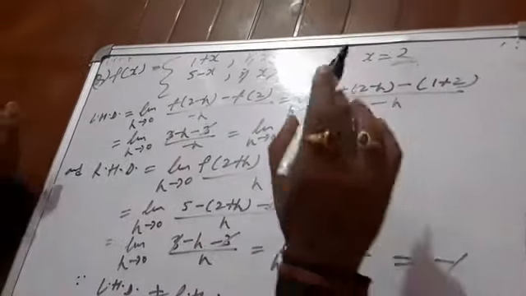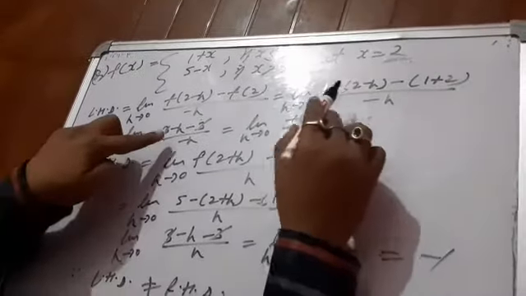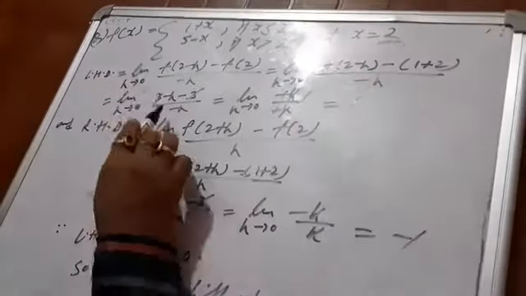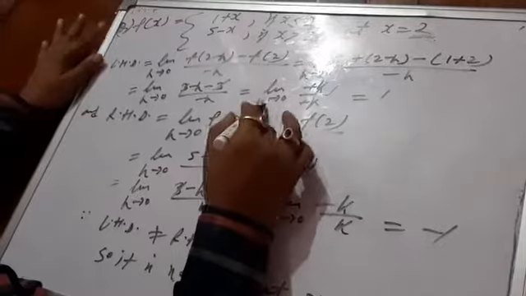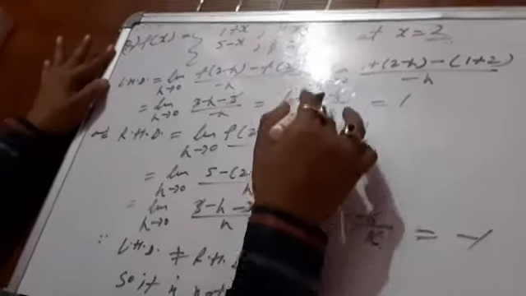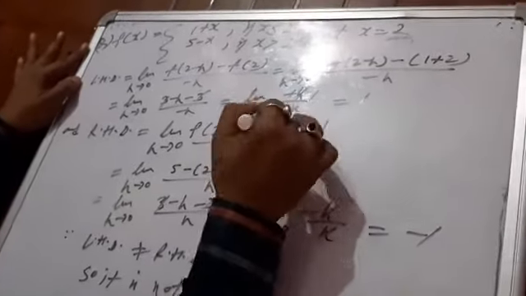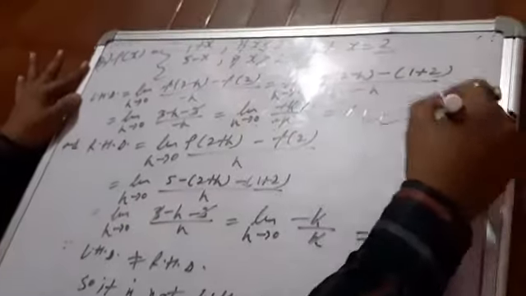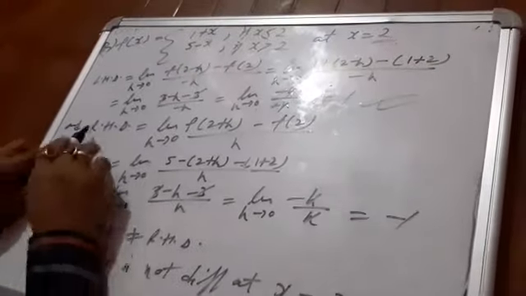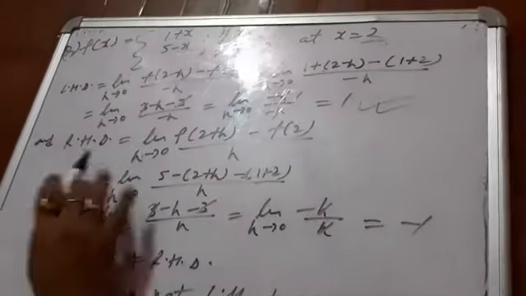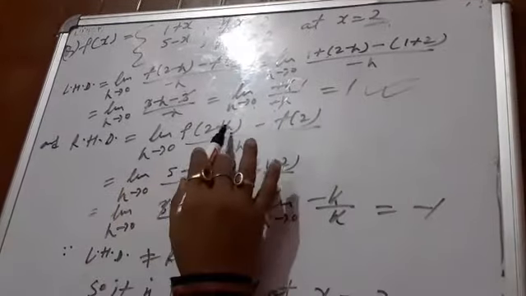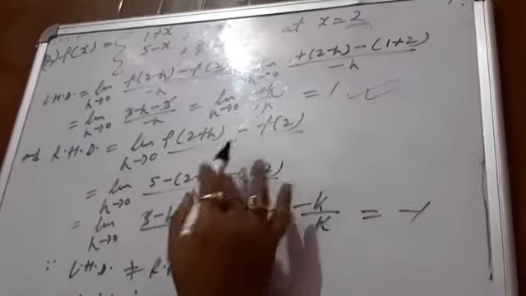Now the simple calculation is there. 2 plus 1 is 3, minus h, minus 3, by minus h. 3 and 3 cancel out. Limit h tends to 0, minus h by minus h. Minus cancels out, h cancels out, your result is 1 here. Okay? Now come to the RHD. Limit h tends to 0, f this time of 2 plus h minus f of 2 by h.